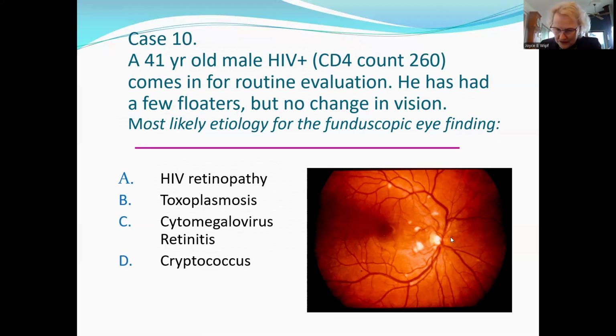So we're seeing a more distant view of the retina, the disc here, and then we see the macula here, and the vessels coming off, and these whitish precipitates. So is the most likely etiology for these floaters A, HIV retinopathy, B, toxoplasmosis, C, cytomegalovirus retinitis, D, cryptococcus? Think a moment about that.